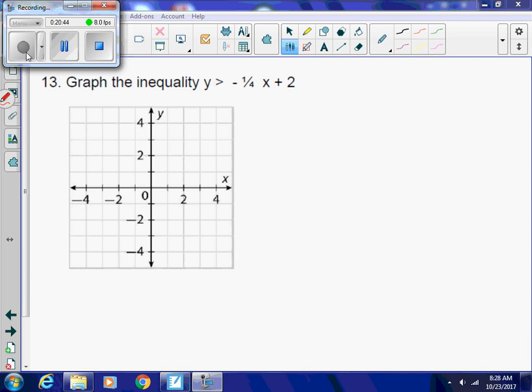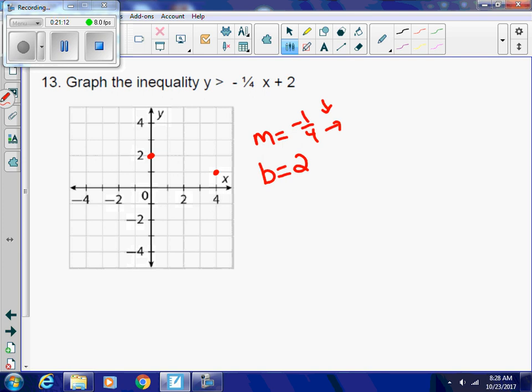We want to graph this inequality. To graph this, we're going to need two things. We need the m and b. Well, the b is going to be 2, and the m is -1/4. So we're going to go ahead and put a dot on the y-axis at 2. And the next dot is where we move down 1 and to the right 4. Sorry for the messiness here. Down 1 and to the right 4.